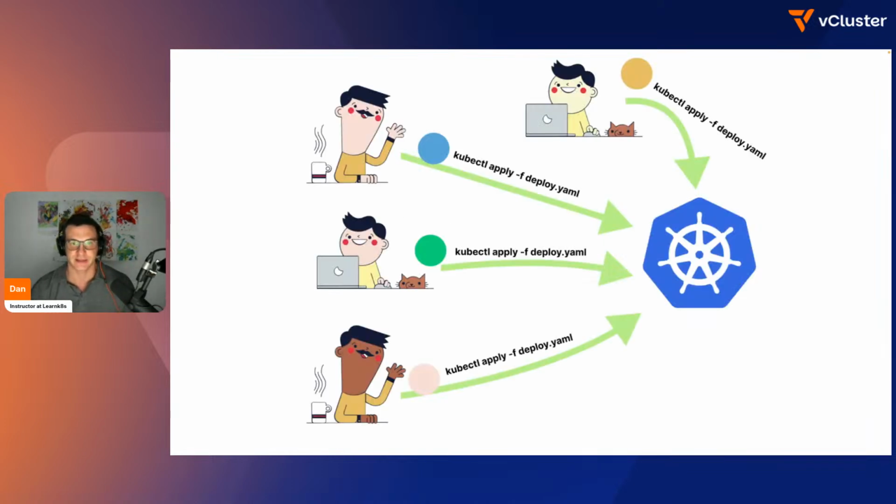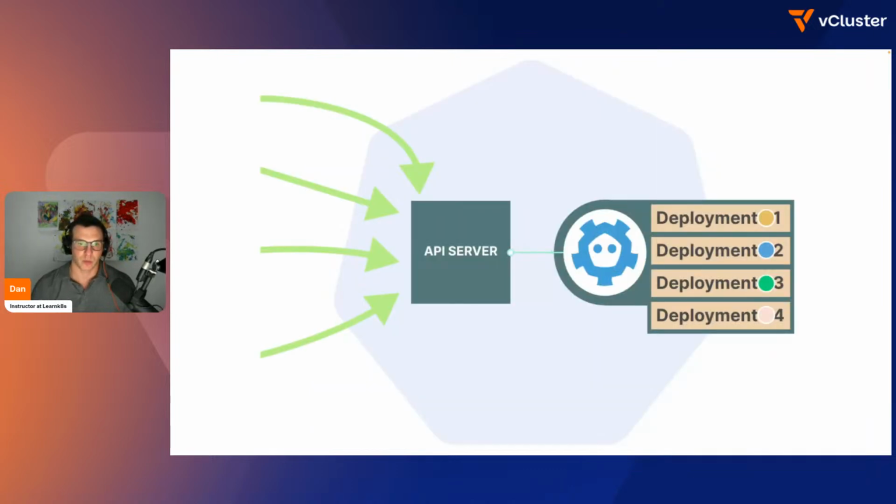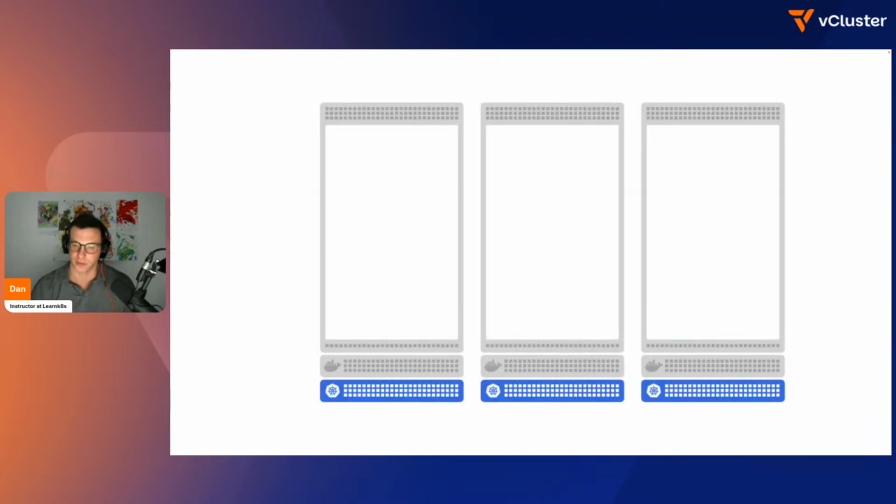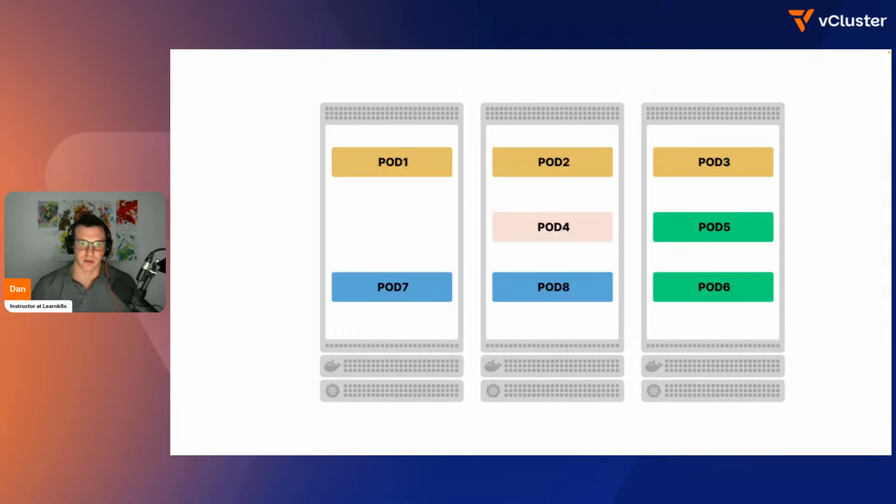Now, what happens when you have several teams, several users using this cluster? They will all run kubectl apply -f deploy, and all these deployments will eventually reach the API server and etcd, where they are stored. The controller manager will go through a similar process of creating replica sets and pods, and the kubelet will go through the same process. They don't see these pods as coming from different teams or different users. They just pull down the specification and run these pods in the cluster.